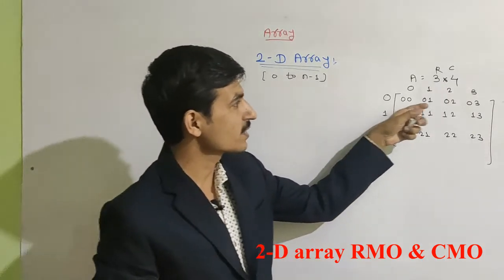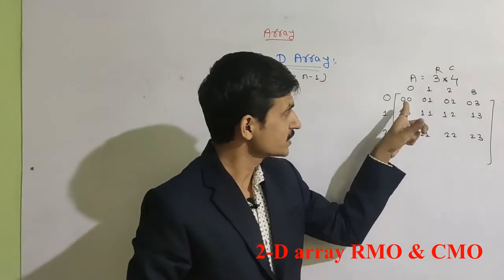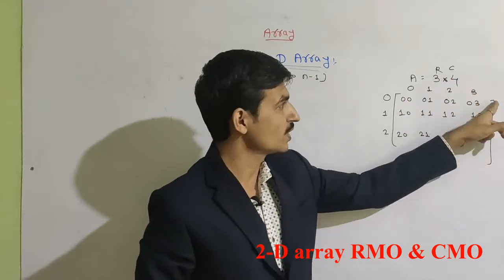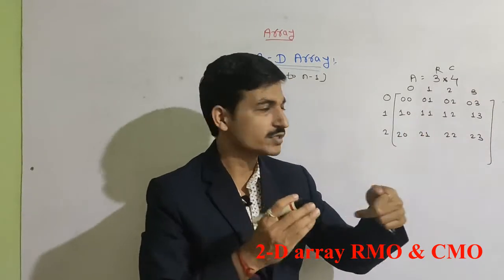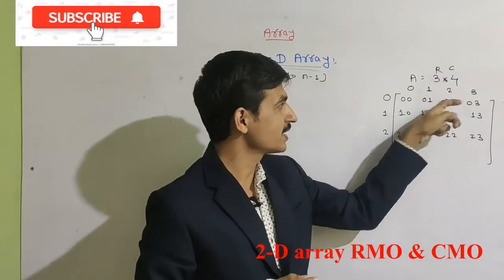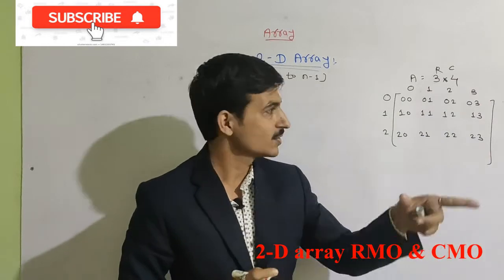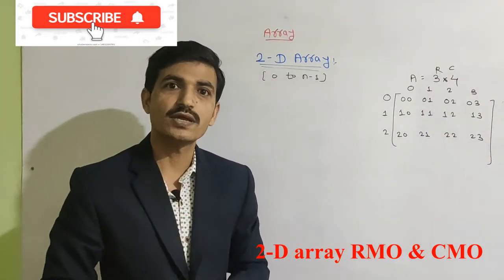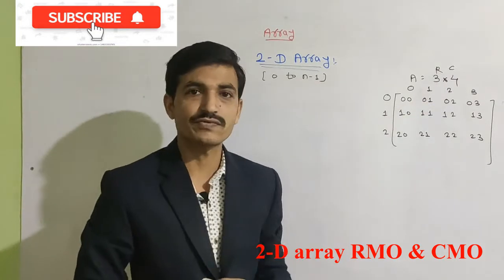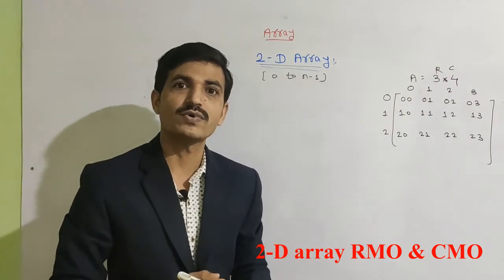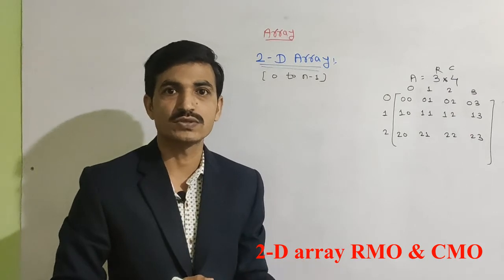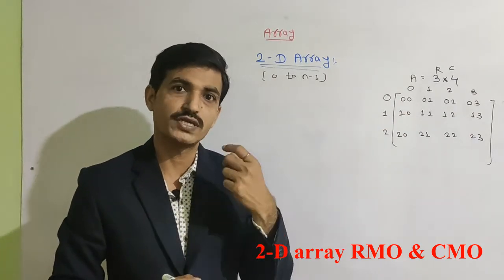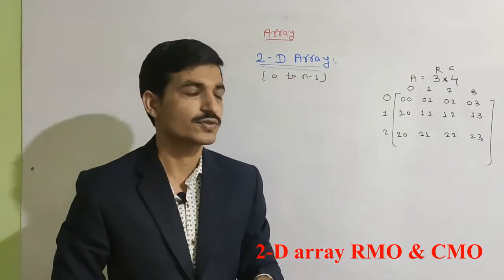But these elements are not in sequence, because it starts from 0,0, 0,1, 0,2, 0,3 and thereafter there is no element. In the next row again there is. So there is no direct linking or relation between this element and that element, because there is no 0,4. It is disconnected. So memory cannot represent this kind of data directly. First of all, we have to convert this two-dimensional array into a one-dimensional array.